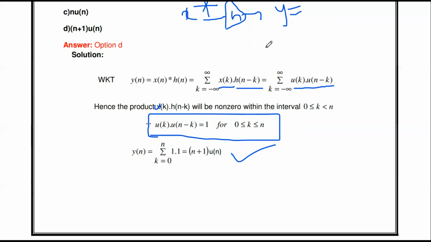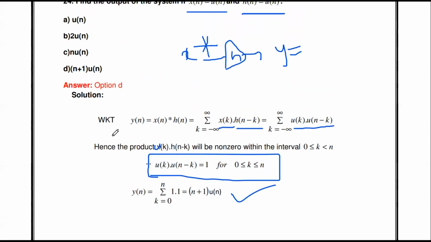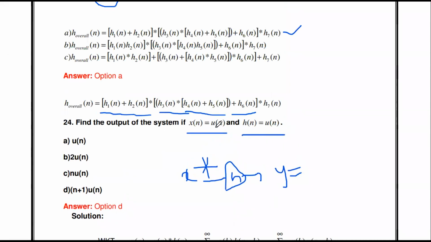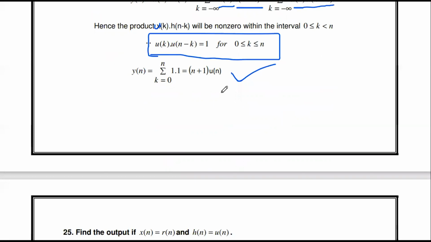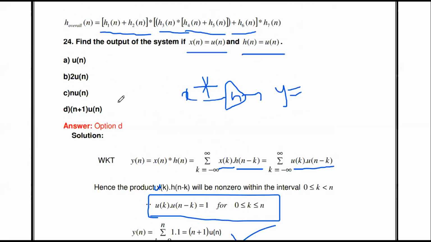If you want to learn more, this video is already there in the signals and systems playlist, on the mathematical form of performing the convolution. In that, we solved 4 or 5 different problems. I will give the links for those videos in the description box. Here, you just remember the answer: the convolution of two unit step signals is n plus 1 into u of n.